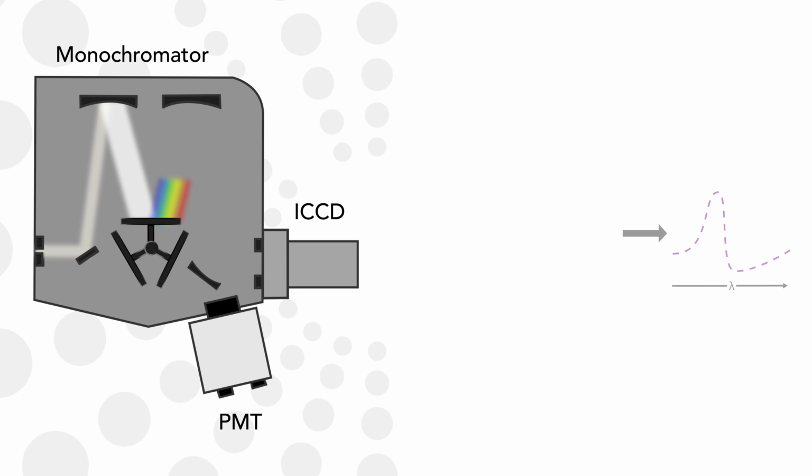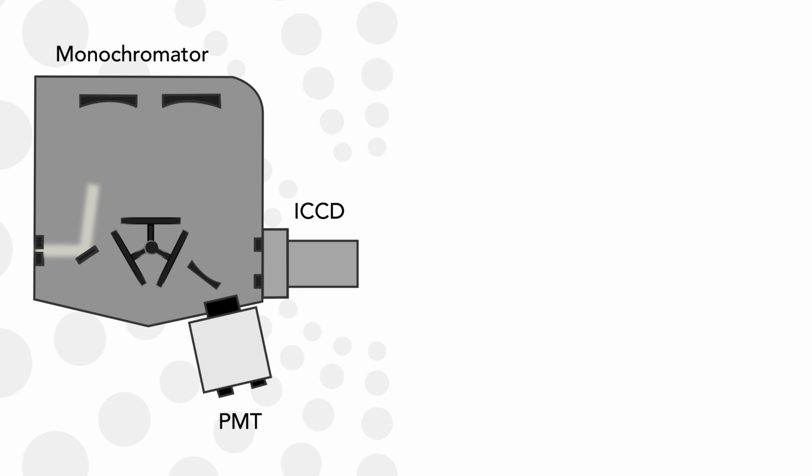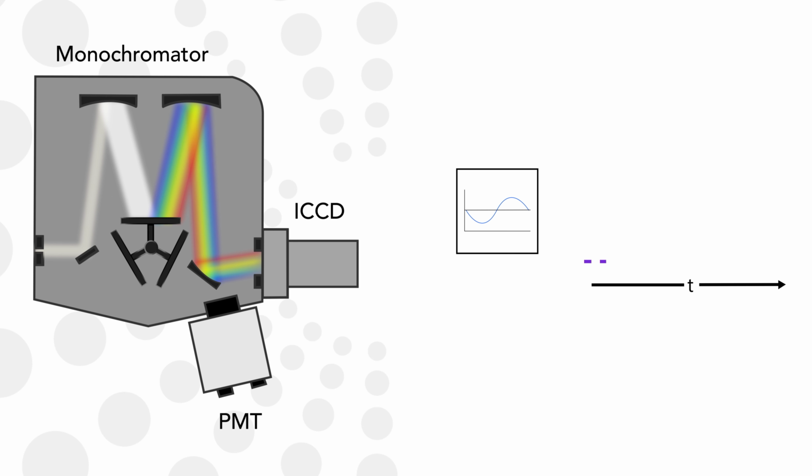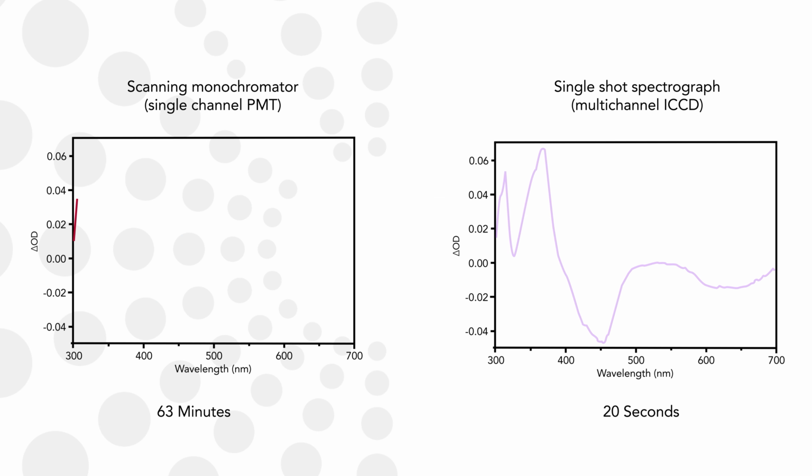The ICCD is an array detector. In this case, a spectrograph port with a large aperture is used, so the full spectrum is imaged onto the ICCD at once. You can obtain the full spectrum at the selected delay in a single shot. The ICCD acquisition can be delayed with respect to the pump pulse to obtain kinetic information. Obtaining the full TA spectrum at once saves significant time compared to traditional PMT-based detection.